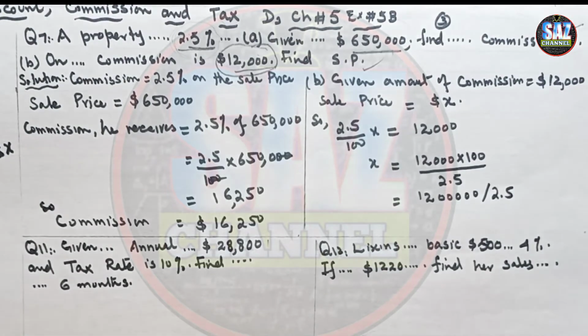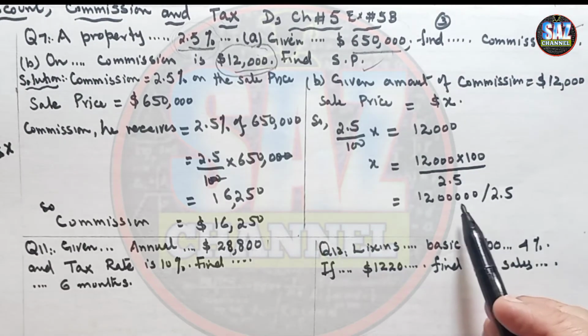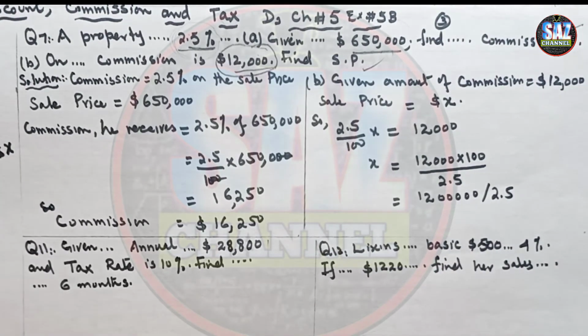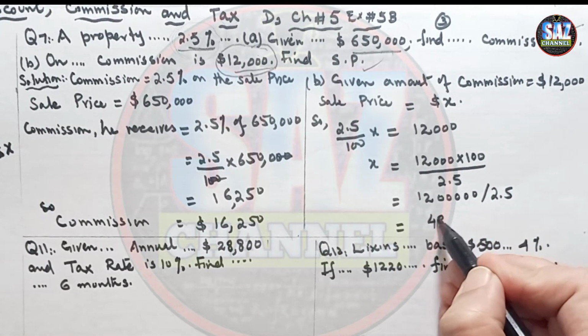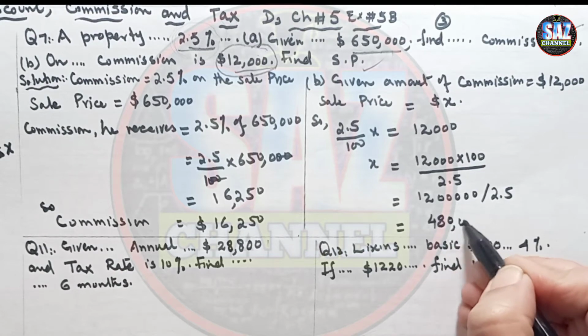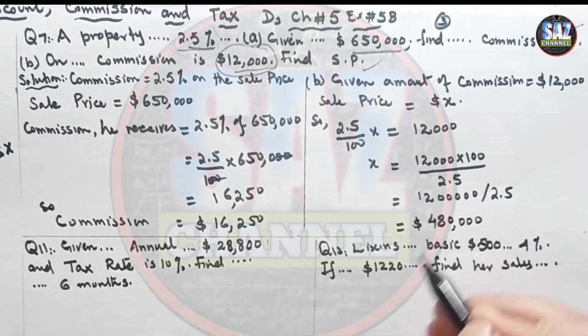Now I have to evaluate this value with the help of a calculator. Be careful while writing the zeros, as they can create misunderstanding. And this becomes 480,000 dollars.